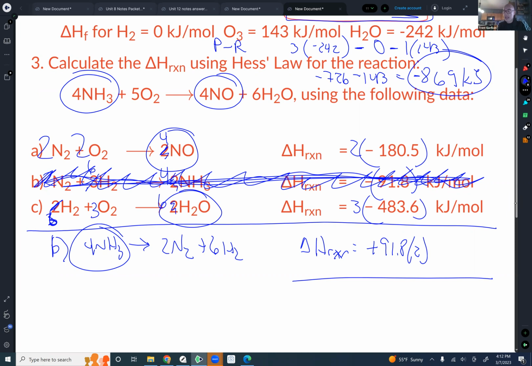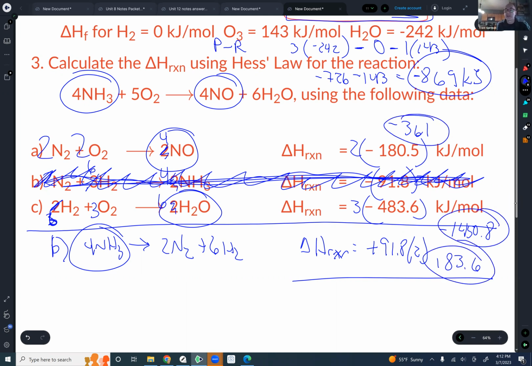So I've got 180.5, which is negative, times 2. So that's going to be negative 361. I've got negative 483.6 times 3. That's negative 1450.8. And then I have a positive 91.8 times 2. That's a positive 183.6. So now I'm just going to add these three values together to get my final answer.